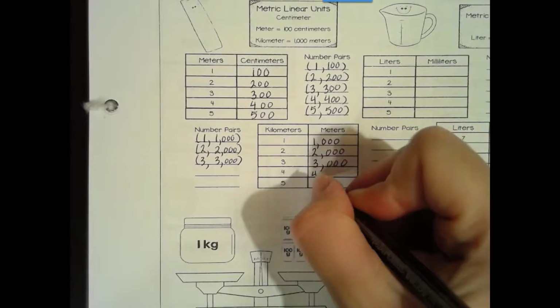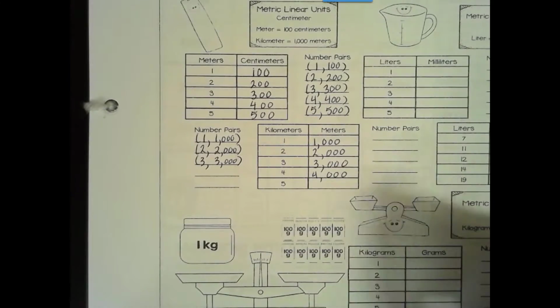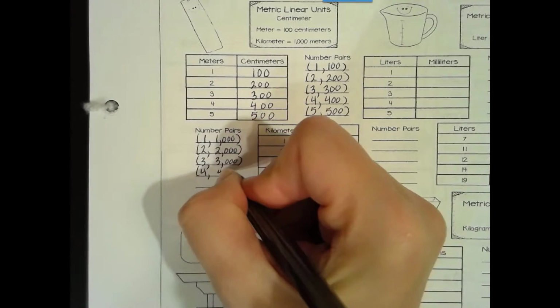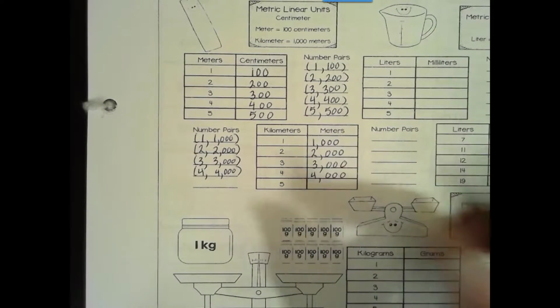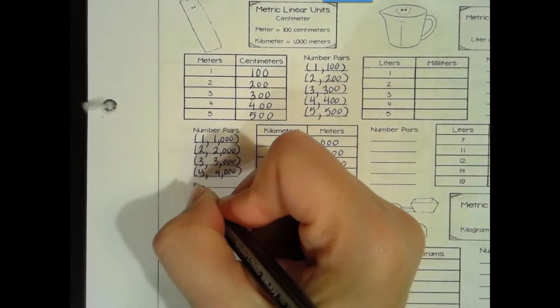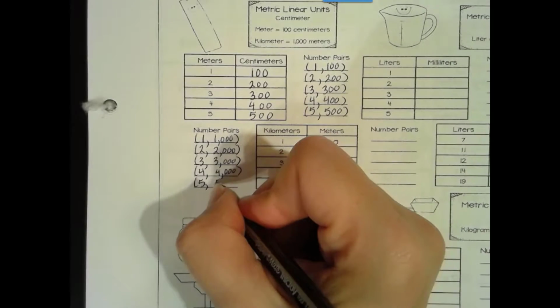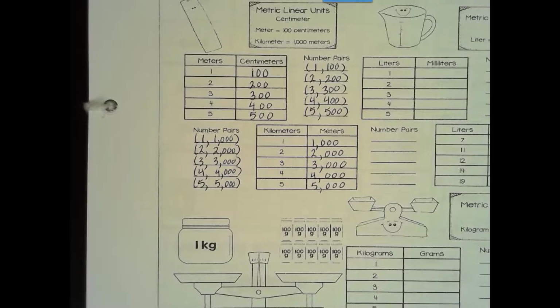For 4 kilometers, there are 4,000 meters. 5 kilometers, 5 sets of 1,000 is 5,000. So for every 5 kilometers, there's 5,000 meters.